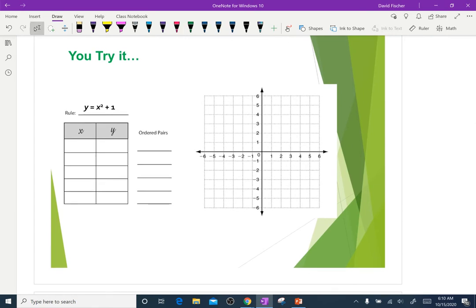See, this one has an x squared, so I know this is going to make a U shape. We've got a little bit more information here, though. We want to add 1 to these, but we're still going to use those same numbers: -2, -1, 0, 1, 2.